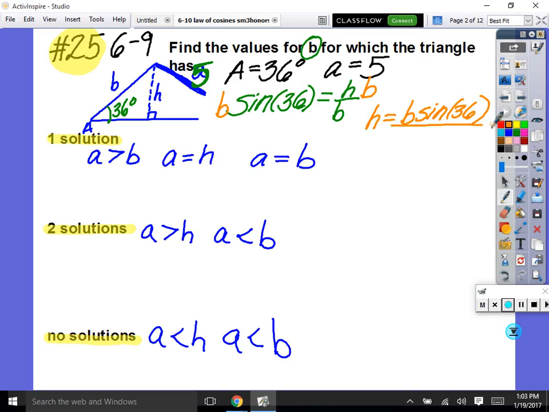Everybody good? Okay, so let's go in and fill this in so that all of our answers only contain B's. Does that make sense? What's the length of A?